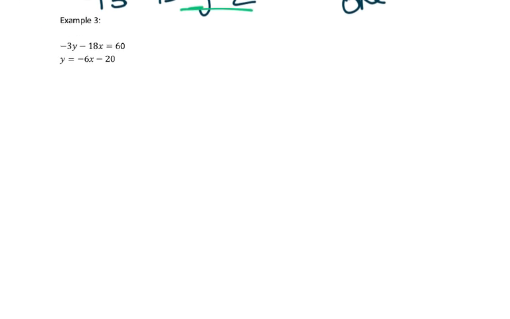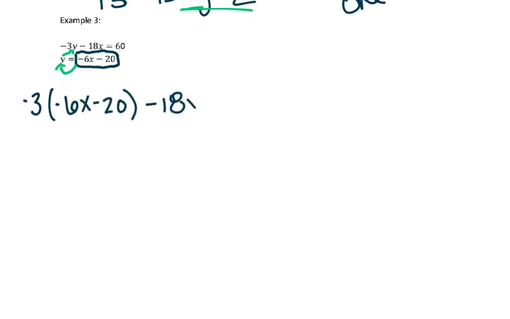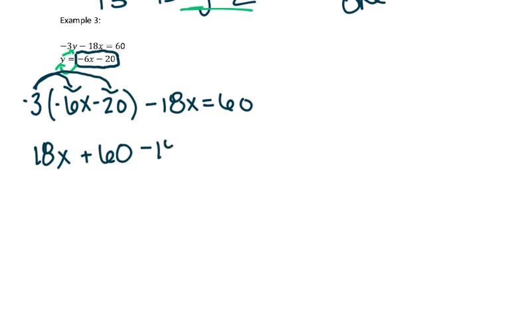Okay, example 3 and the last one. So again, I have two equations. One of them is in y equals. So it's the second one this time. So this equals y, which means it's going to go in for y in the other equation. So we have negative 3 parentheses, negative 6x minus 20 minus 18x equals 60. We're going to distribute to get positive 18x, distribute again to get positive 60, minus 18x equals 60.